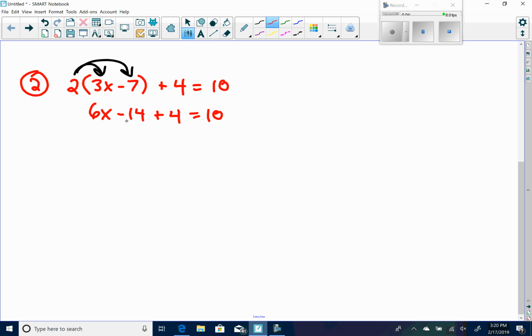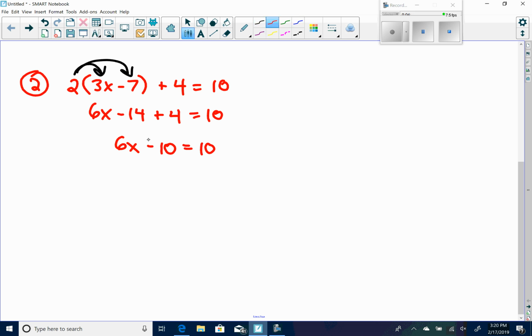So again, I'm looking at this as a negative 14. I owe 14 and I have 4. So if you owe 14 and you have 4, you're going to owe 10 when you're done with this. So now this turns into 6x minus 10 equals 10.